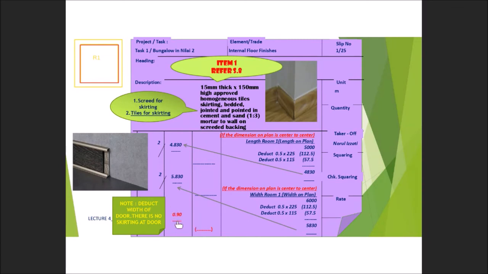There is no skirting at the door. This is one of the examples where the skirting is made from timber strip. So timber strip also is not using screeding. This is the example of the stainless steel, and also you can see here this is steel cover, and then this one is the timber skirting.